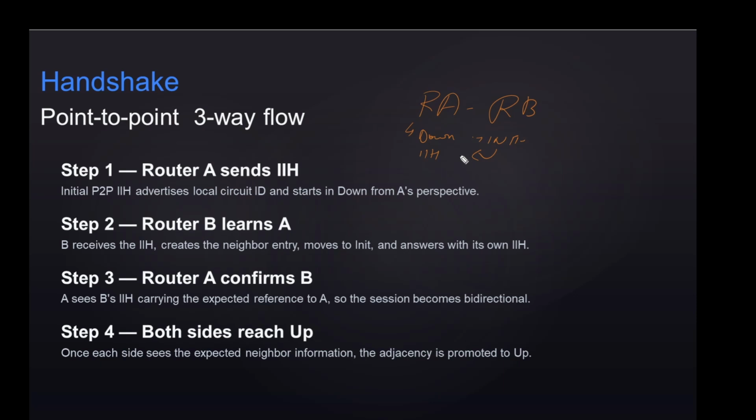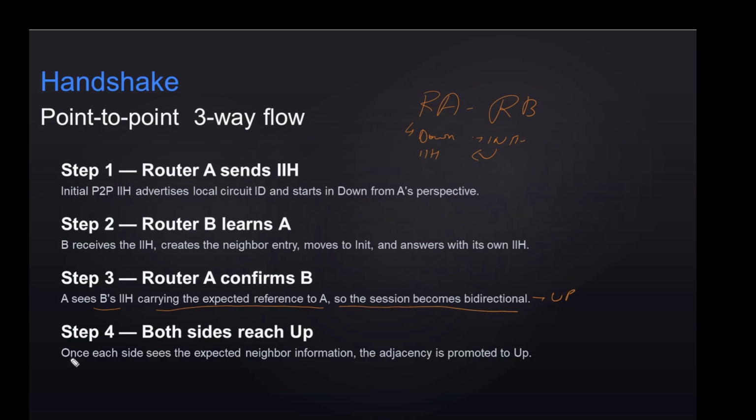In that IIH, router B can now include the system ID for router A, as it has already received an IIH from router A. So when router B sends an IIH, it does include router A's system ID in that hello message. In step 3, router A receives router B's IIH, and it carries the expected reference to router A. So router A now knows that router B must have received its hello message, and it can now move the session state to bidirectional or the up state.